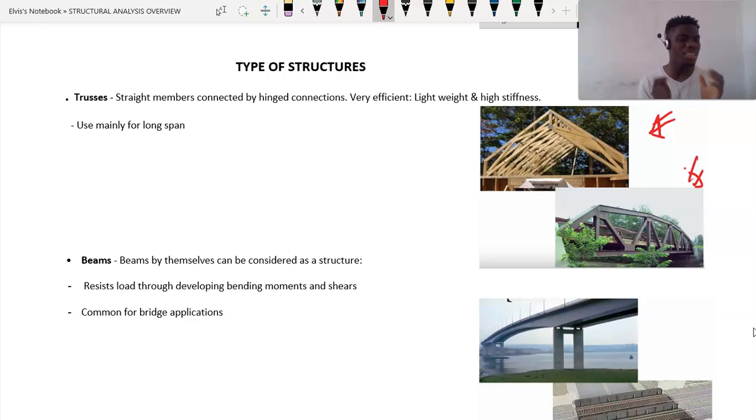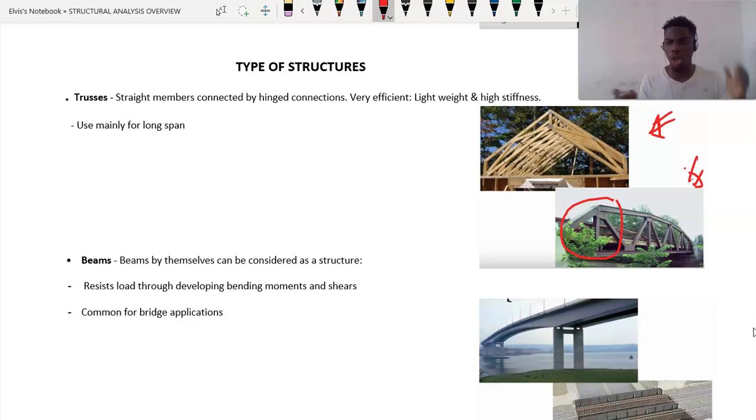But one of the disadvantages of using trusses, guys, is that they are so expensive. It is very, very expensive to use trusses in our buildings, because if you take a look at trusses, you're going to find out that these elements contain too many connections. It is very, very difficult for us to fabricate these elements. So it is going to be time consuming, and it is going to cost us a lot of money.